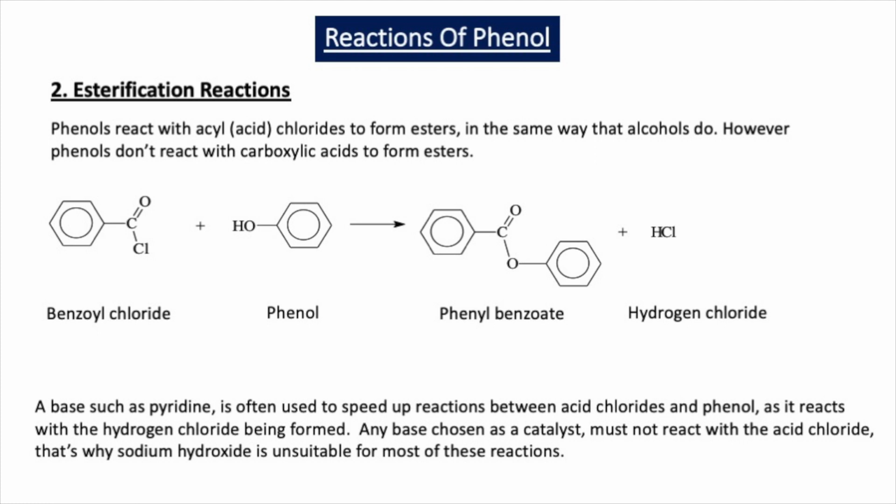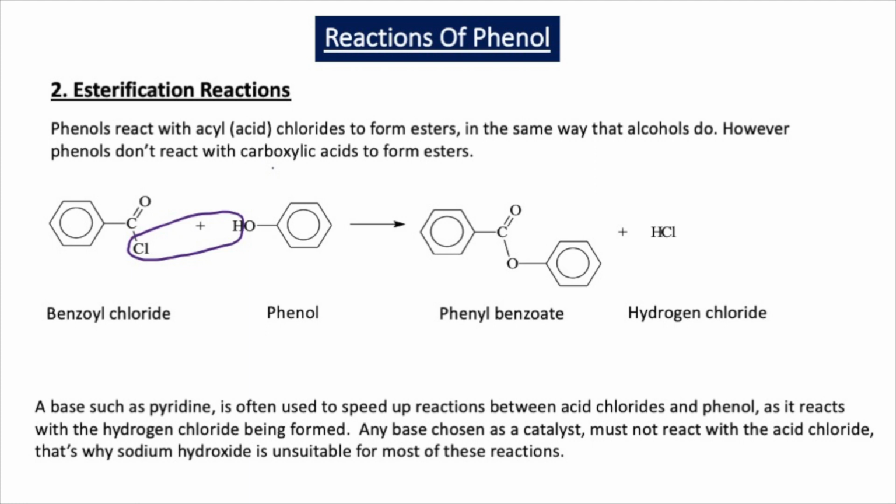So my equation here shows benzoyl chloride, an acid chloride, a benzene ring attached to a C double bond OCl, reacting with phenol to form the ester phenyl benzoate and hydrogen chloride gas. Now, in this reaction, the hydrogen atom, which is attached to the oxygen in phenol, bonds to the chlorine of the acid chloride to form hydrogen chloride.